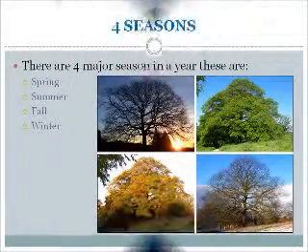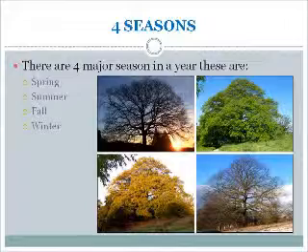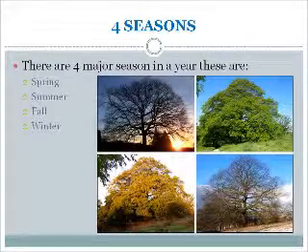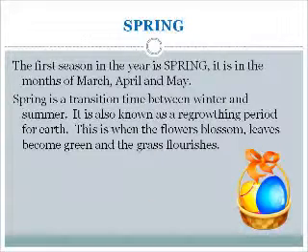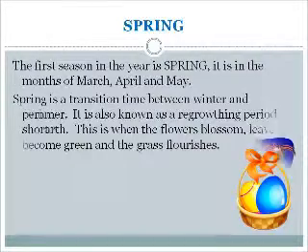We'll check it out. So, as we all know, there are 4 major seasons in a year. These are spring, summer, fall, and winter. Spring is the first season of the year, March, April, and May. Spring is a transition time between winter and summer. It is also known as the regrowth period for the earth. This is when the flowers blossom, leaves become green, and the grass flourishes.